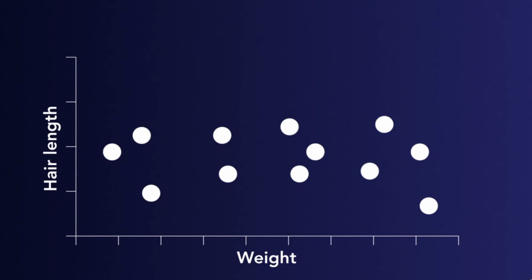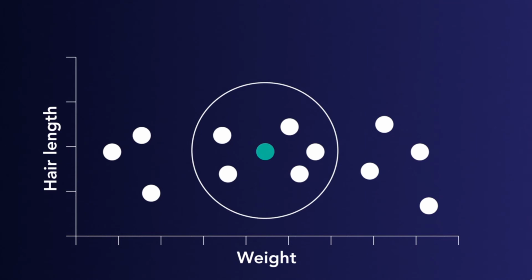Let's take 1,000 classified dogs in our training set. We'll put them on the graph based on their weight and hair length. Now let's take our unknown dog and put it in the same chart. You can see that it's not matched with another dog, but it has a bunch of close neighbors. Let's say we use a k of 5. That means we'd want to put a circle around our unclassified dog and its 5 closest neighbors.